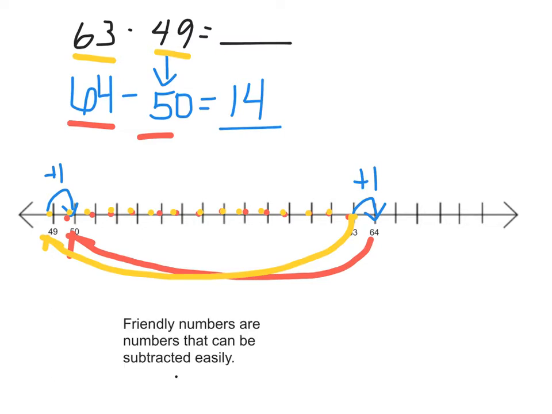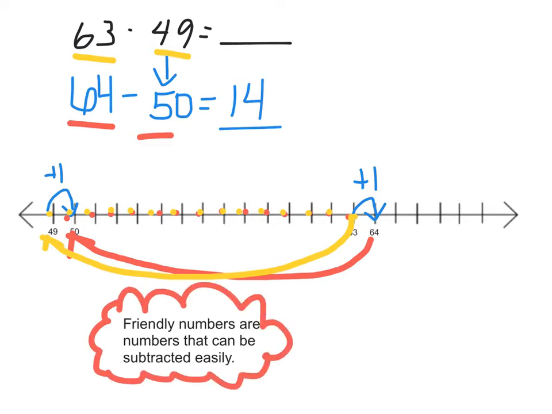Remember, friendly numbers are numbers that can be subtracted easily. Adjusting to friendly numbers is just a trick to help you to subtract or add mentally. In this lesson, you're going to learn 3 mental math strategies to subtract greater numbers. We're going to use a number line to count up or take away. We're going to use friendly numbers, and we're going to break apart numbers. So let's look at the following example.